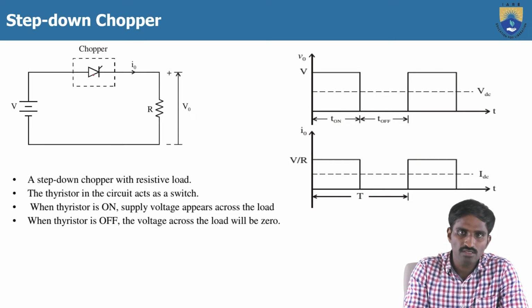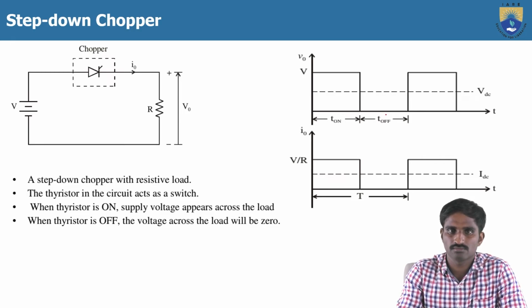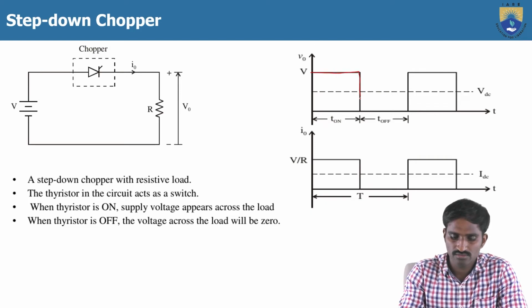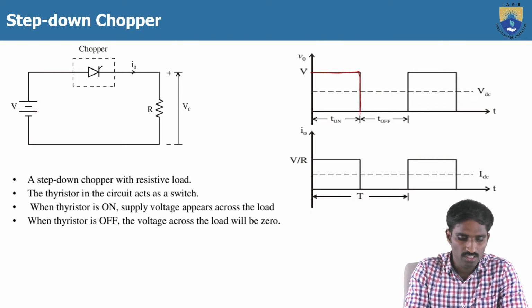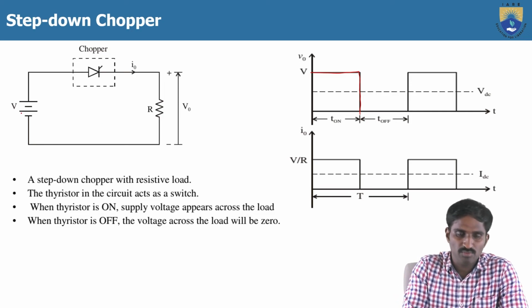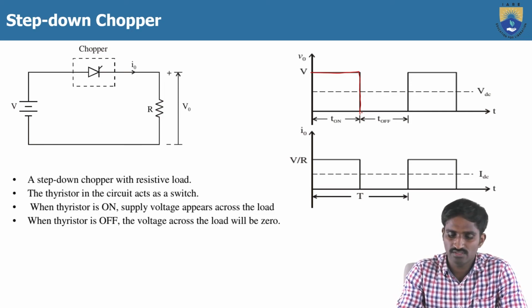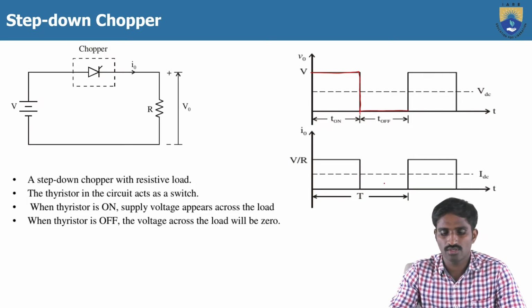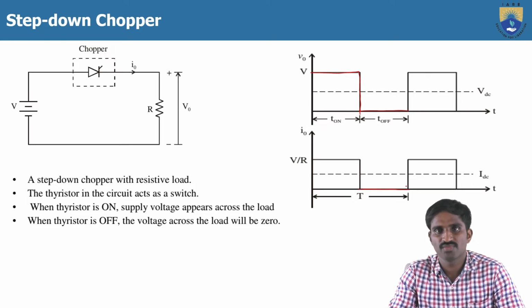When the chopper is on, you will get the output voltage, and when the chopper is off, the load is disconnected from the supply, so there is no output voltage. So when the chopper is on, you will get the output voltage, which is the same as the source, whatever voltage you are supplying, the same voltage you will get across the load. And when the chopper is off, the supply is disconnected from the load, so there is no load voltage. Of course, the load current is also 0.